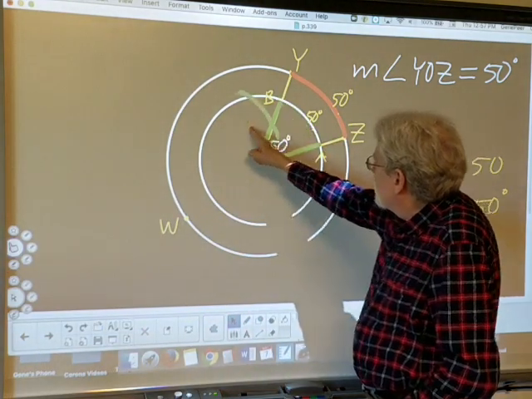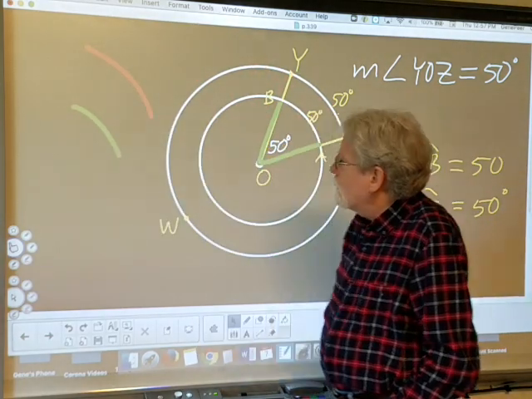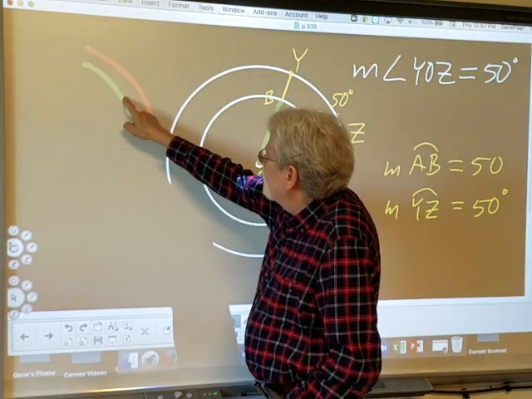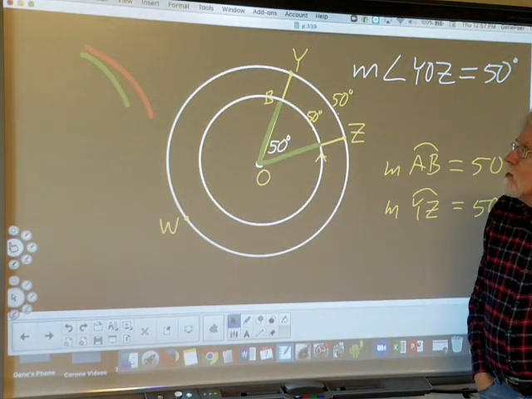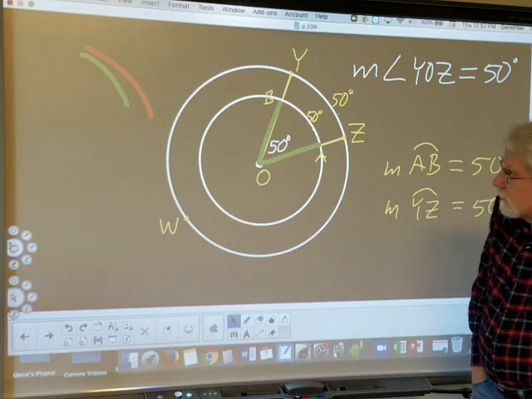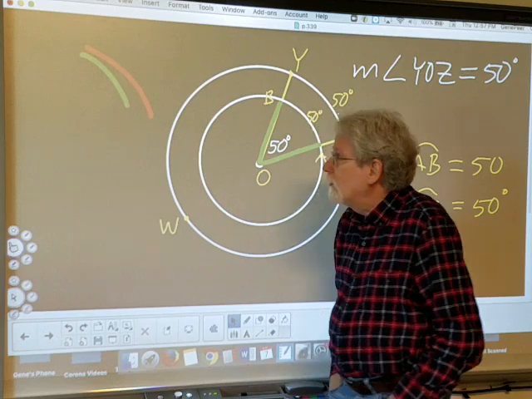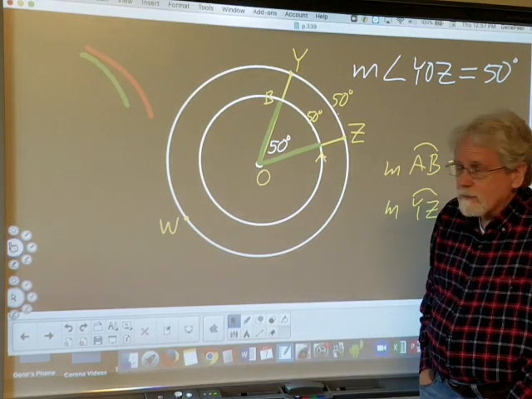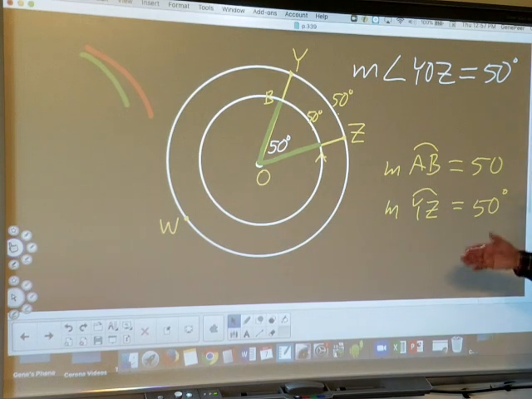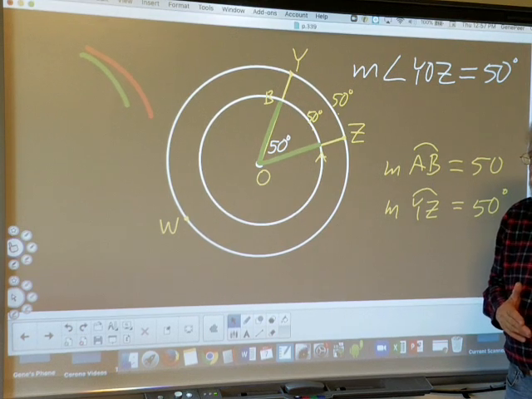Let's pull that green arc off to the side, and let's pull that red arc off to the side. They both have a measure of 50, but would you say that those two arcs are congruent? Are they the same size? No, they're not. The red one is clearly longer than the yellow one. Yellow, right, I'm colorblind here. The red one is clearly longer than the green one. They're not congruent. So it's kind of peculiar that if two arcs have equal measures, that does not mean they are going to be congruent.